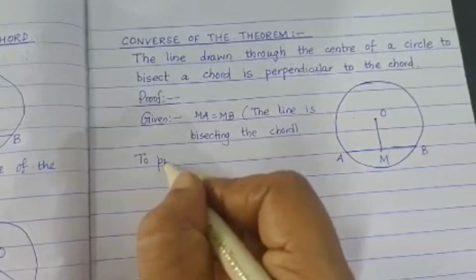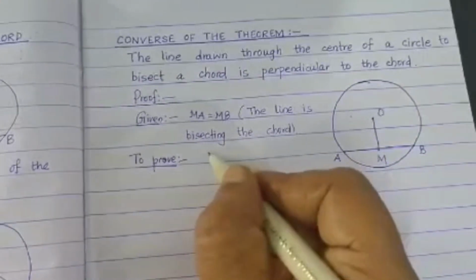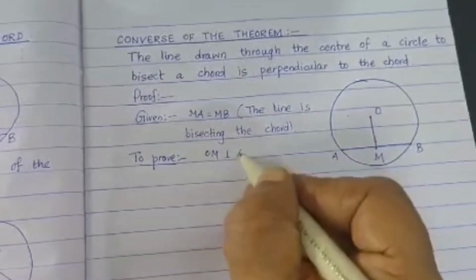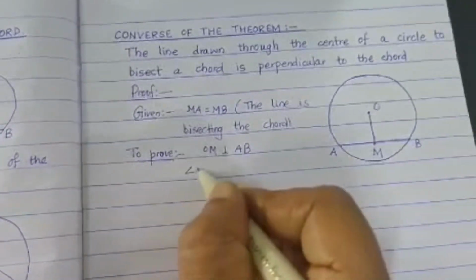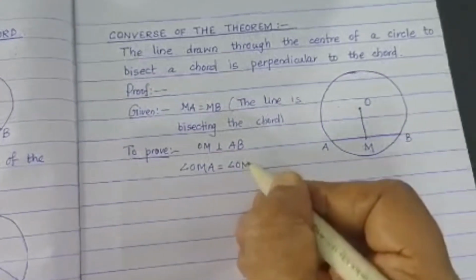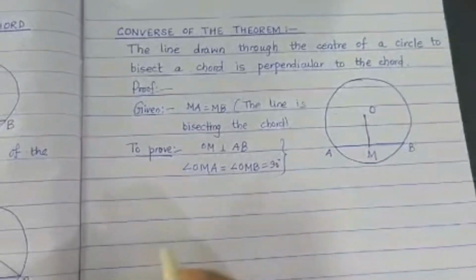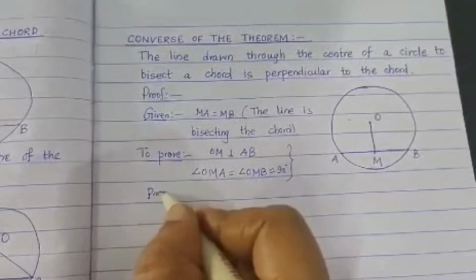So what we have to prove? To prove is OM is perpendicular to AB, or you can say that angle OMA equal to angle OMB equal to 90 degree. This is what we have to prove. Now let's see the proof.